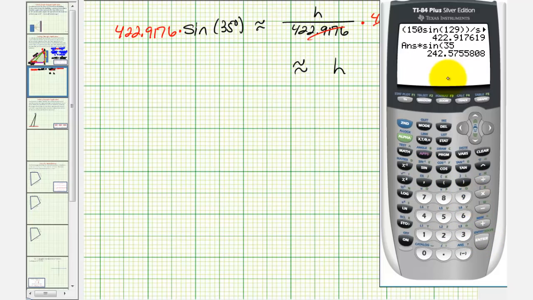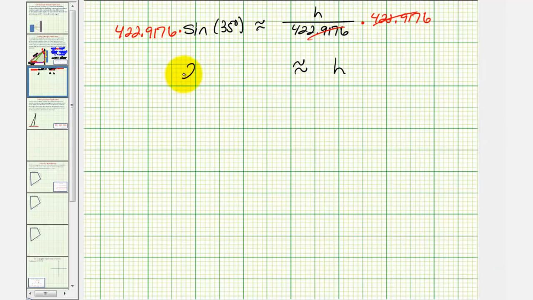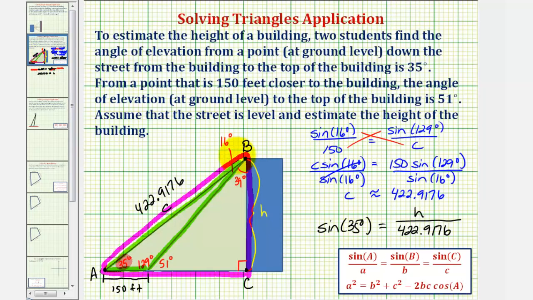Enter. So h is approximately 242.58 feet. So going back to our sketch, again, the height of the building is approximately 242.58 feet.